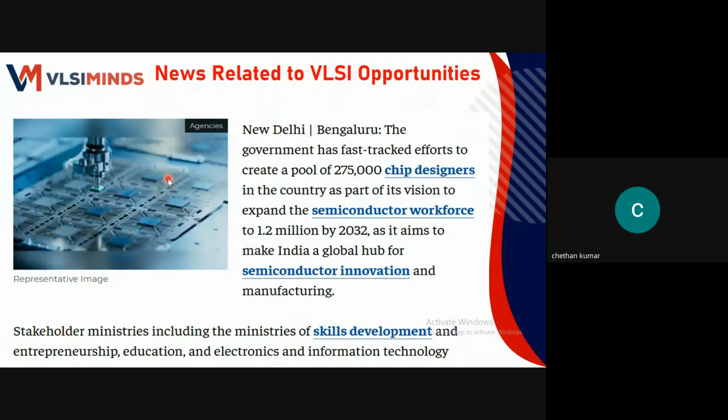We may have a lot of doubts: after doing the training, will we get a job or not? The Government of India is taking a lot of initiatives to bring semiconductor manufacturing to India, so we will also get a lot of direct and indirect employment. They are planning for 1.2 million jobs by 2032. But there is no need to wait until then. Opportunities may come at any time, but we should have the skill set.